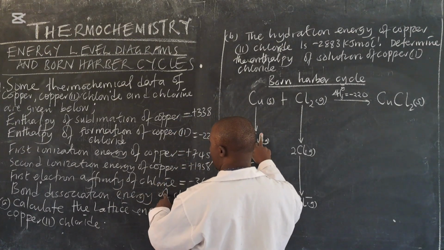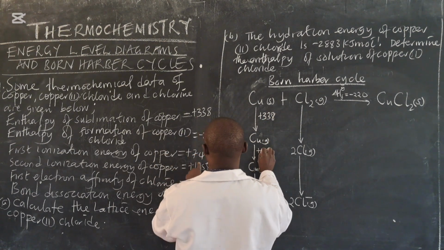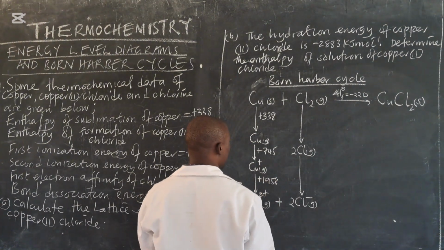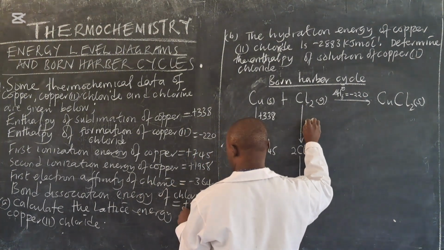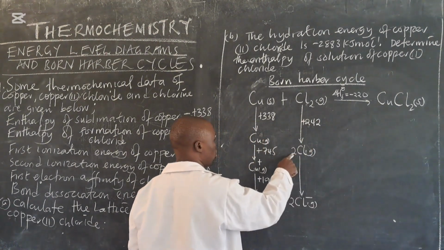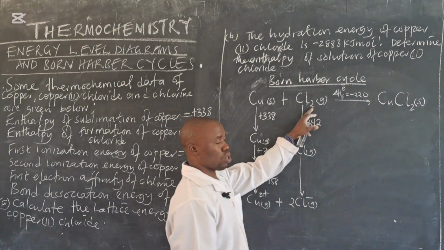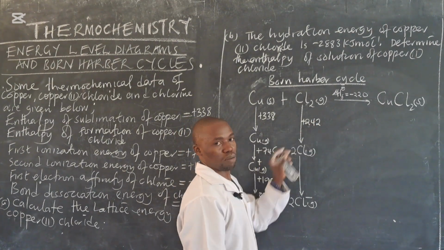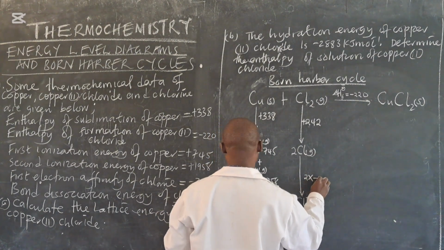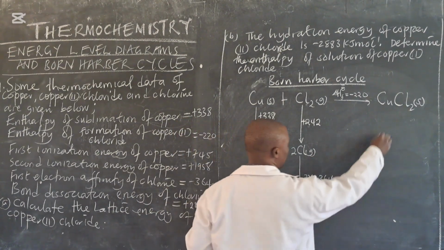Look at the values. The sublimation energy of copper is about positive 338. First ionization energy 745. Second ionization energy 1958. Then the atomization energy, which is the bond dissociation energy divided by 2 then multiplied by 2, which is the same as the bond dissociation energy. Then times 2 for electron affinity, since we have formed 2 moles of gaseous ions.